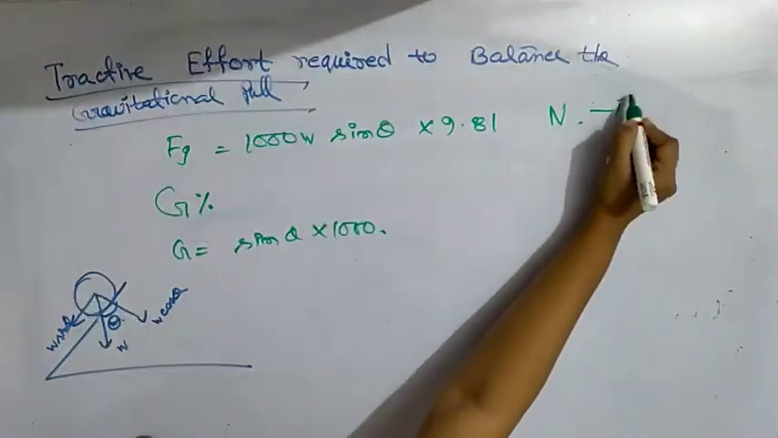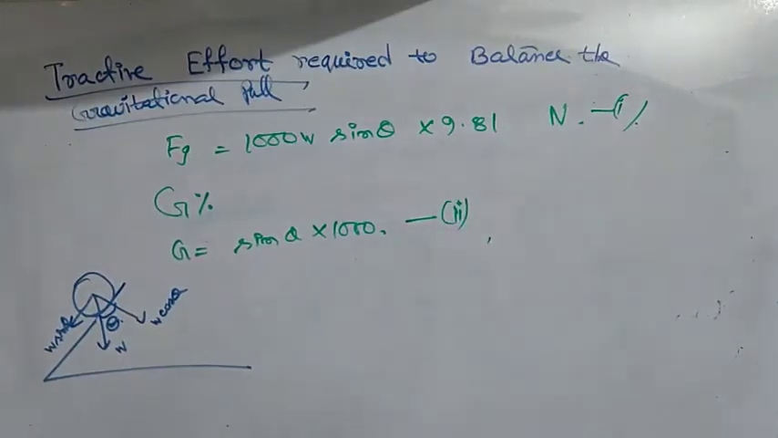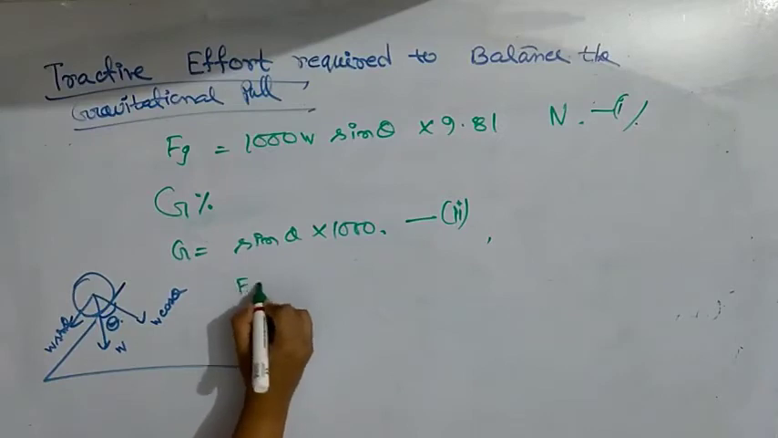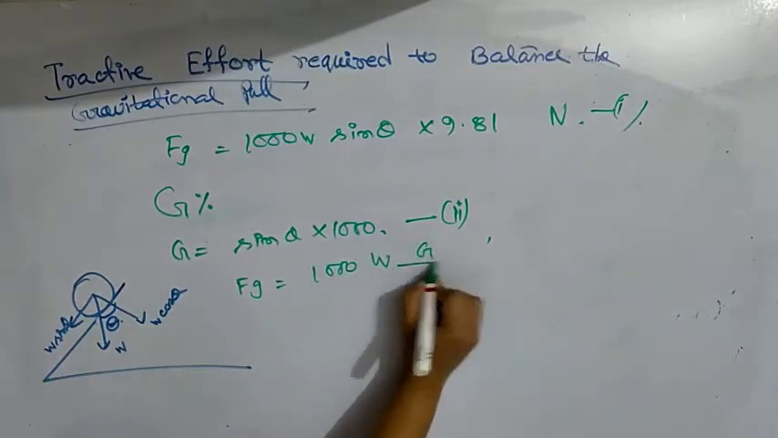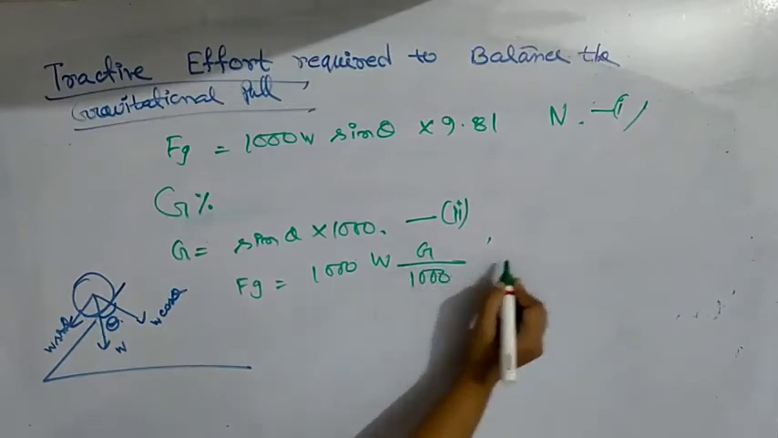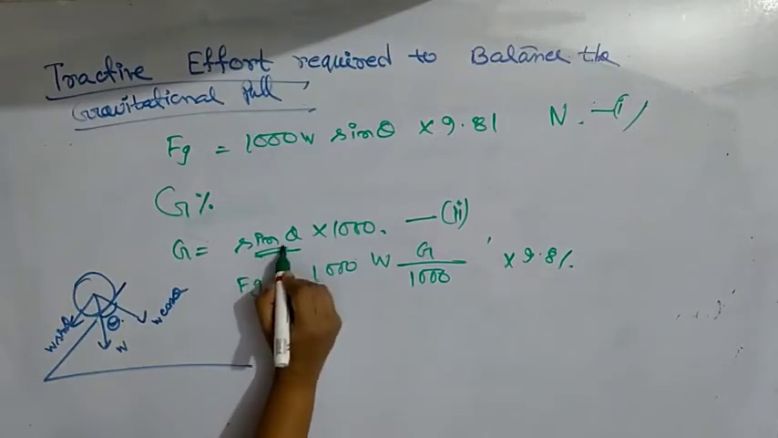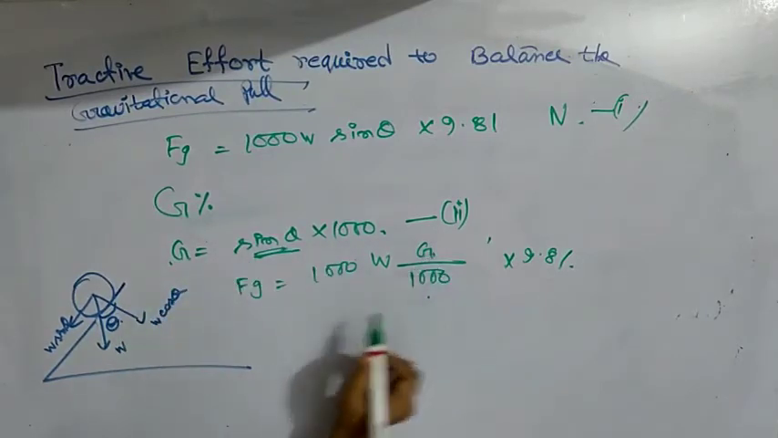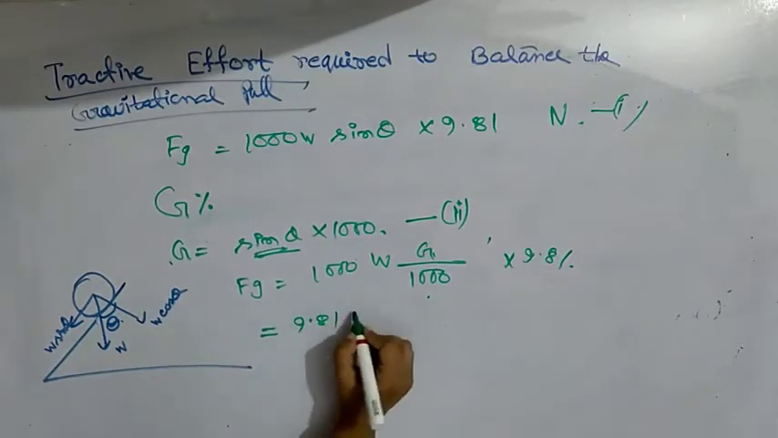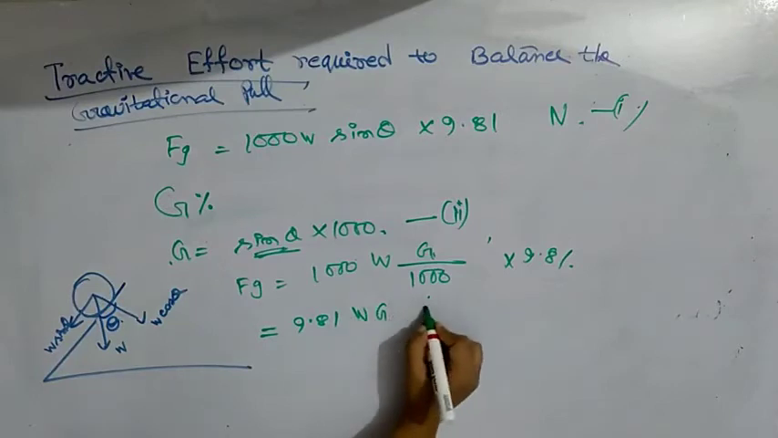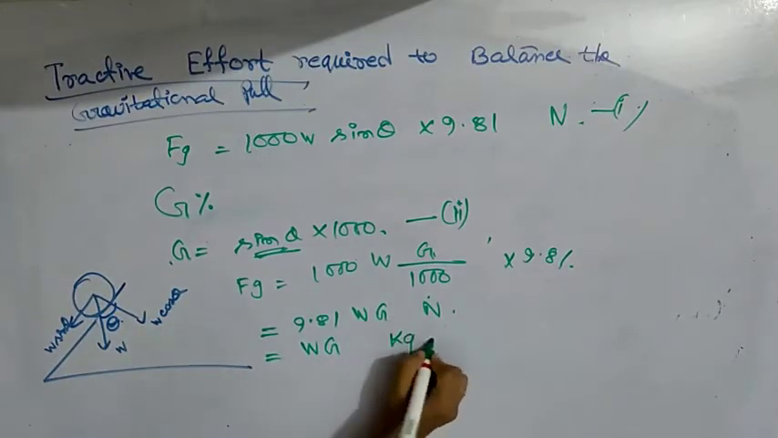This is equation 1 and this is equation 2. Now, from 1 and 2 we get Fg equals 1000 into W into G by 1000 into 9.81. We just put the value of sin theta, that is G by 1000. So, this equals 9.81 W into G, unit is Newton, or W into G, unit is kg.